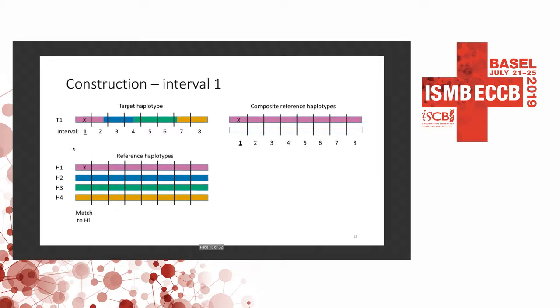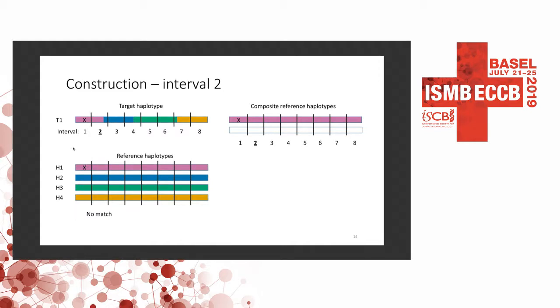So the first thing is we'll look for matching in each interval. We go to the first interval. We look for a perfect match. We require absolute matching, 100%, at the genotype markers. We find it on the purple, so we just copy the purple over here, and we put an X to make a note of what interval the matching occurred in. Okay, so an X goes in interval 1.